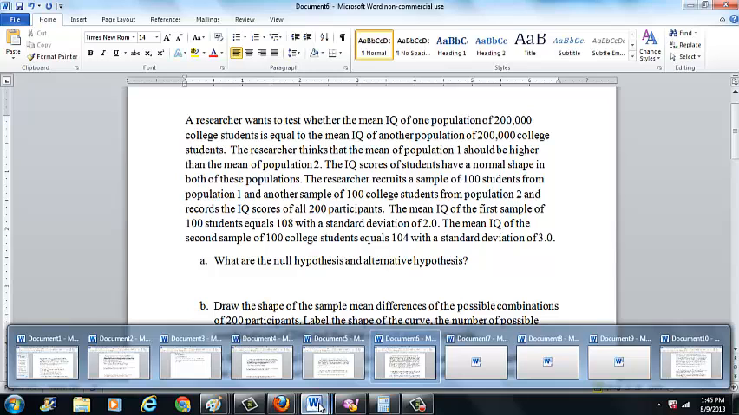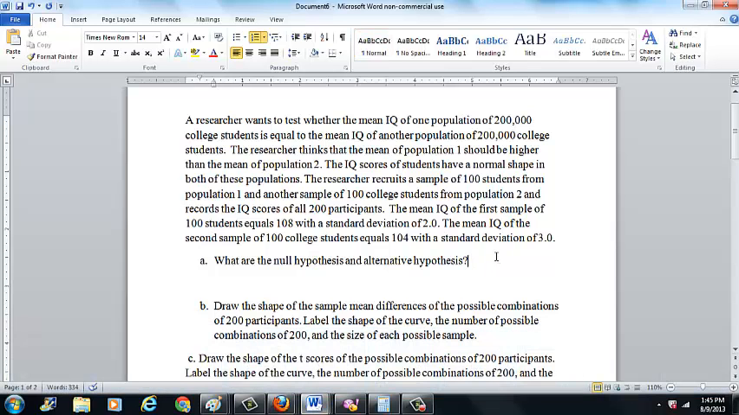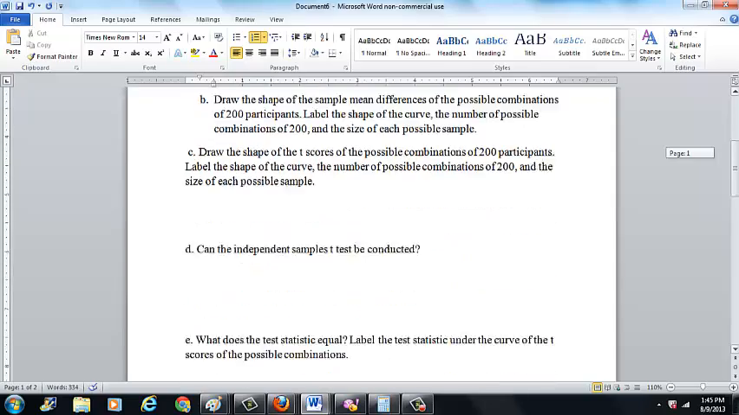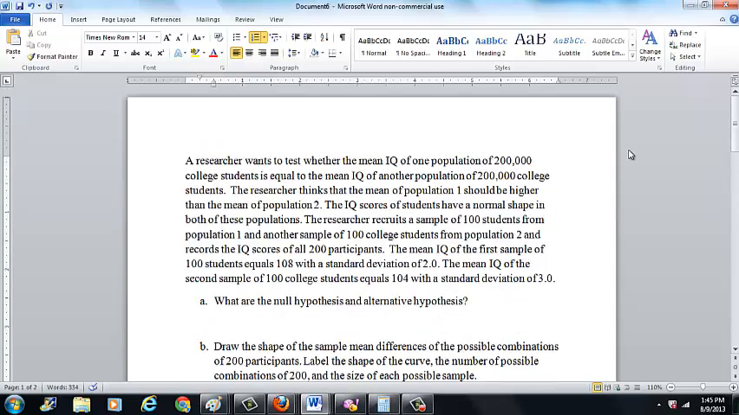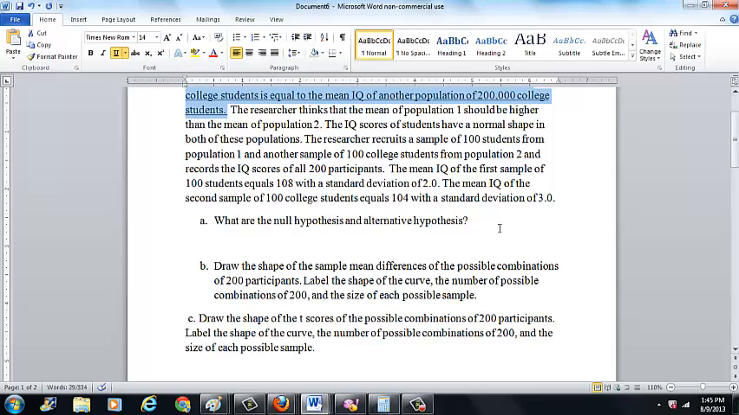This is my first example of an independent samples t-test. You can tell it's independent because an independent samples t-test is used to test if the means of two populations are equal. This says a researcher wants to test whether the mean IQ of one population is equal to the mean IQ of another population. That's telling you it's an independent samples t-test.